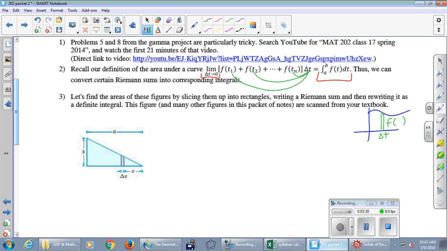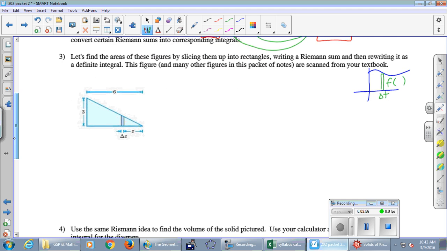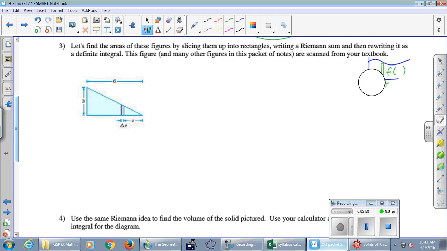Okay, so we can convert certain Riemann sums, that was the left-hand side of this equation, into corresponding integrals, and this is something we're going to be doing repeatedly over the next few weeks. We'll start with number 3. Let's find the areas of these figures by slicing them up into rectangles, writing a Riemann sum, and then rewriting it as a definite integral. This figure here and many other figures in this packet are scanned from your textbook. So we're going to find the area of this triangle. What is the area of that triangle?